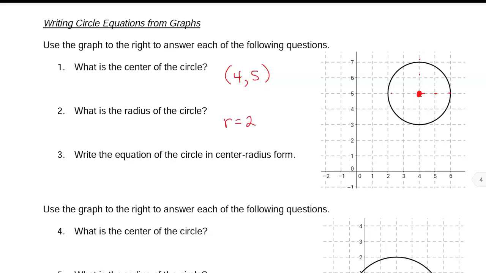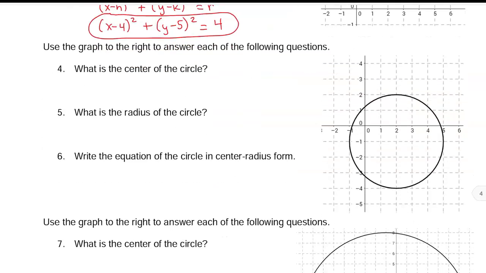So now we can write the equation of the circle. Do you remember the formula? The formula is x minus h squared plus y minus k squared equals radius squared. So we get x minus 4 squared plus y minus 5 squared, and don't forget to square the radius, which would be 4.